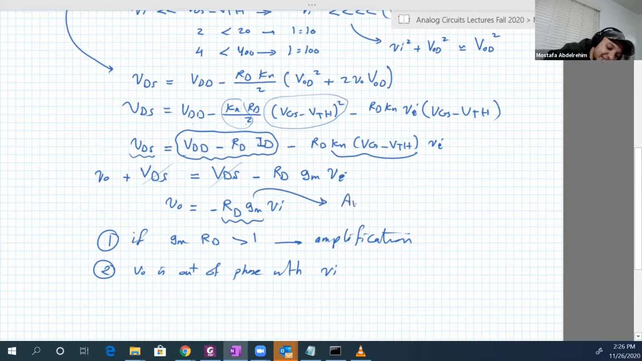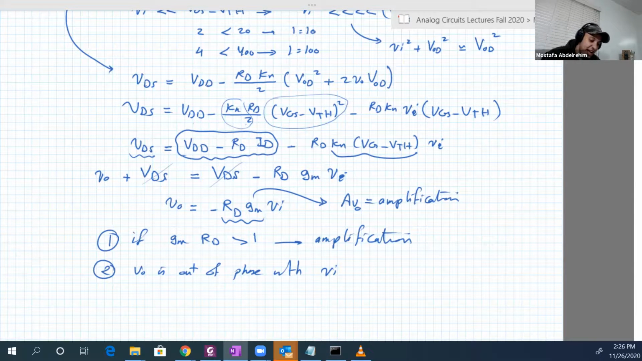So this is the EV amplification. Or to be more specific, this is the EV node amplification, assuming that we are not connecting a load, RL.